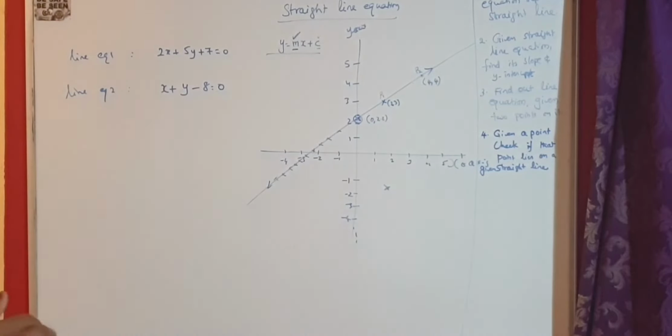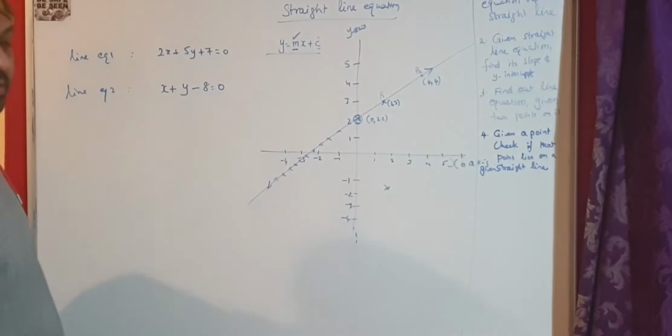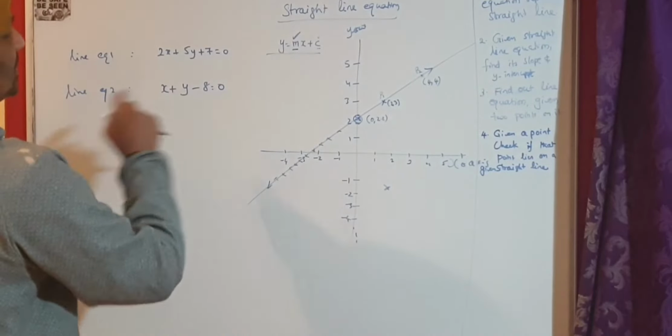So how do you find out whether these two lines are parallel? Is this a straight line equation? Yes, it is, because it has an x term, it has a y term, and it has some constant. There are no x square terms, no xy terms, no x cube terms or anything like that. So this represents one straight line, and this represents another straight line.